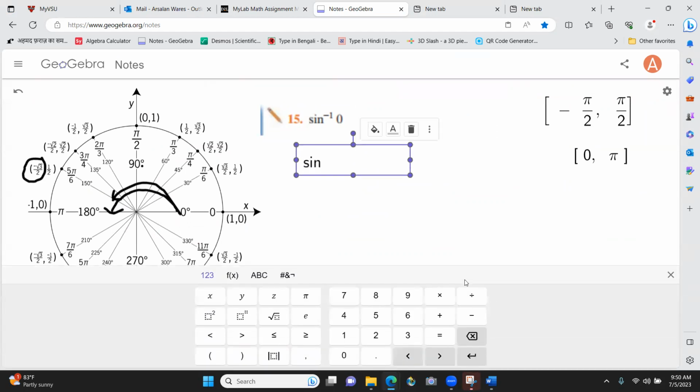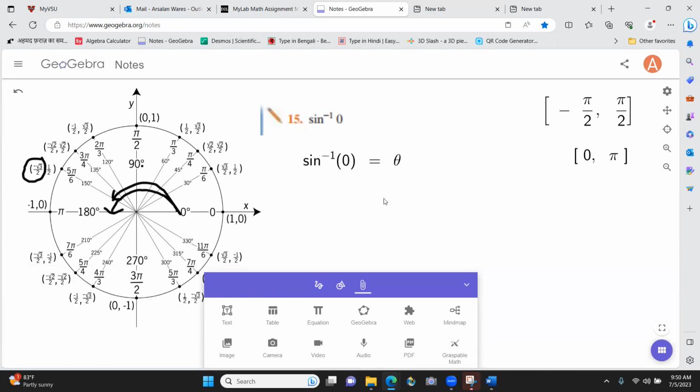Sine inverse, it's read inverse, inverse 0. I'm going to say this is equal to theta. You can call it y if you want, it doesn't matter. Let's just call it theta. We are looking for the angle.